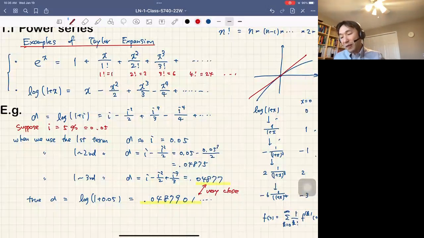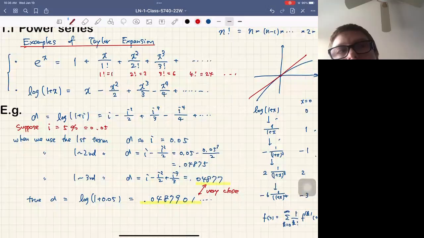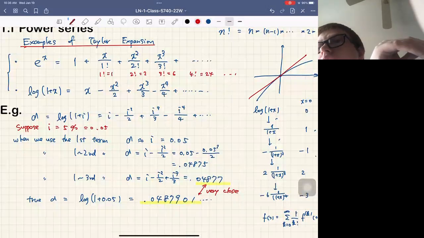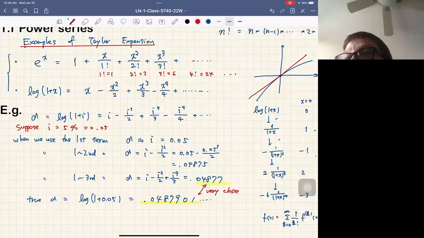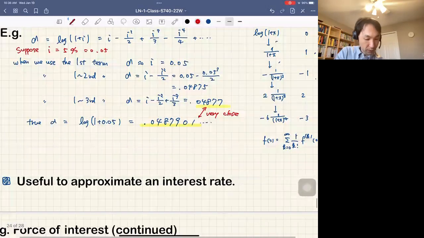And log of 1 plus i is simple, but if the formula is more complicated, then using a Taylor expansion helps. Do you have questions? No? Okay. So this is useful to approximate interest rate.